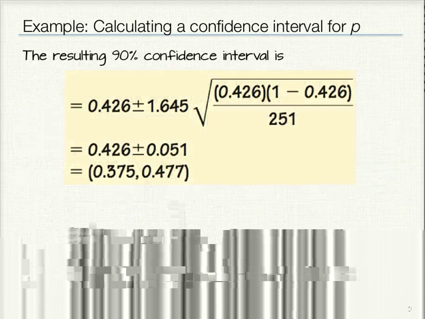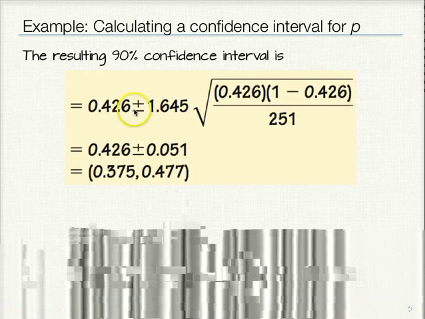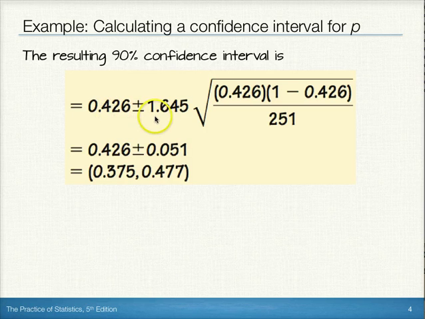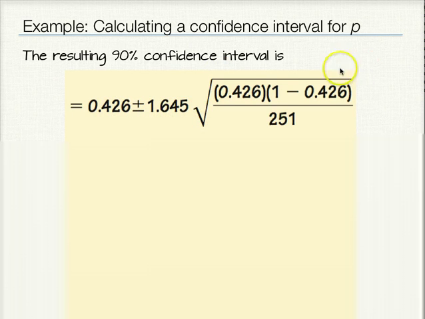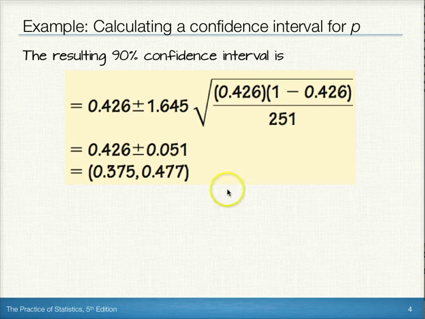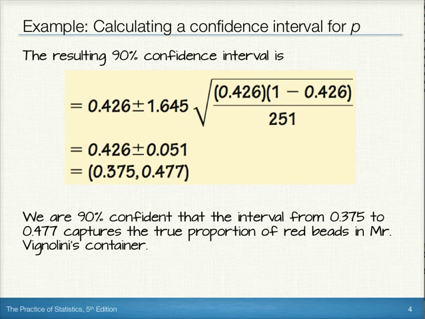The resulting 90% confidence interval will be our point estimate, 0.426, plus and minus that critical z, 1.645, times the standard error of our point estimate, the square root of 0.426 times 1 minus 0.426 over our sample size of 251, for an interval from 0.375 to 0.477. So we can say we're 90% confident that the interval from 0.375 to 0.477 captures the true proportion of red beads in Mr. Vignolini's container.